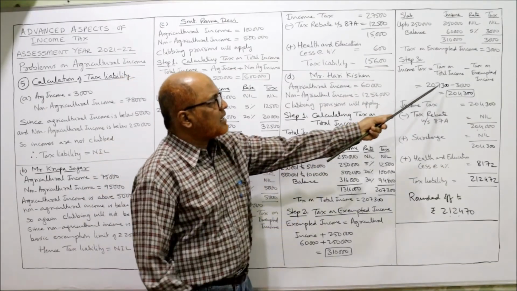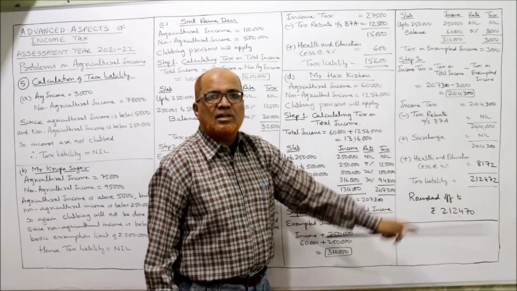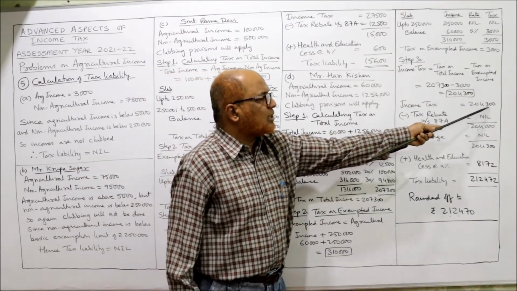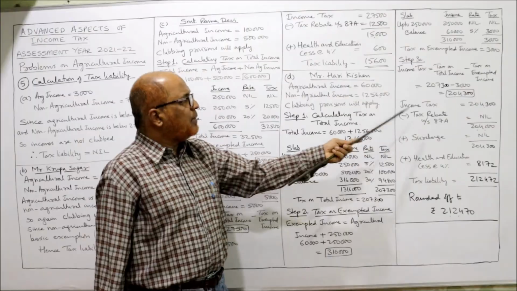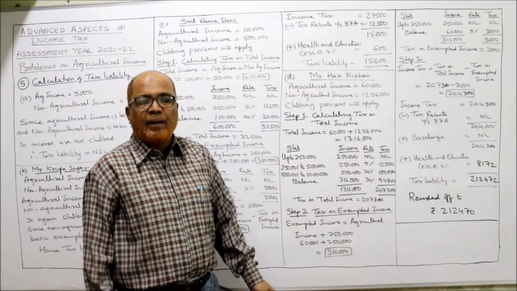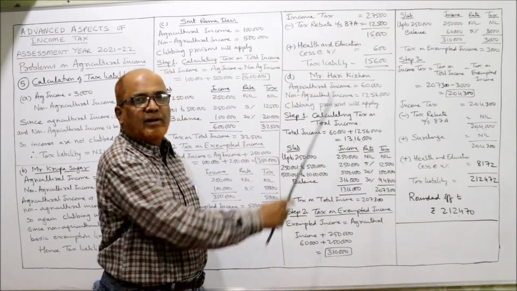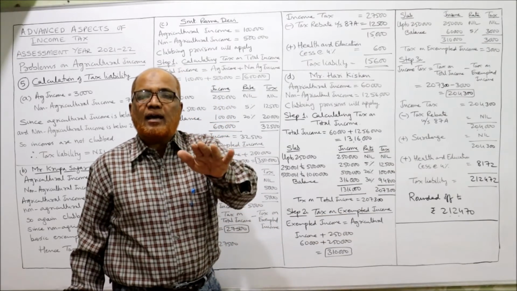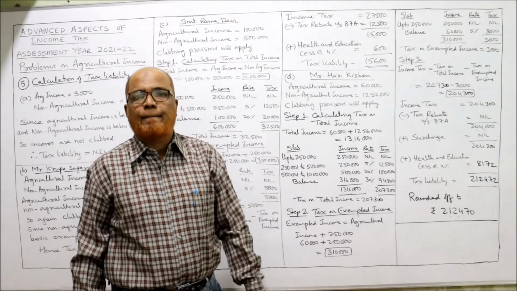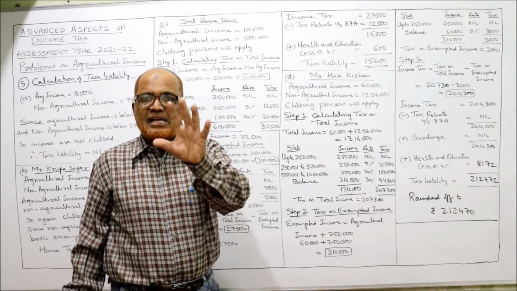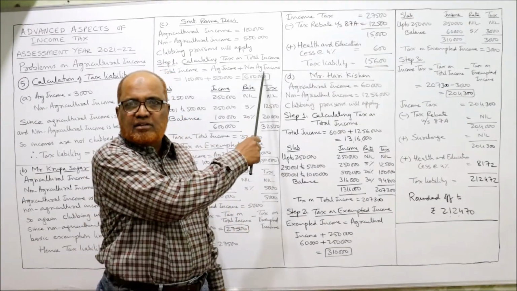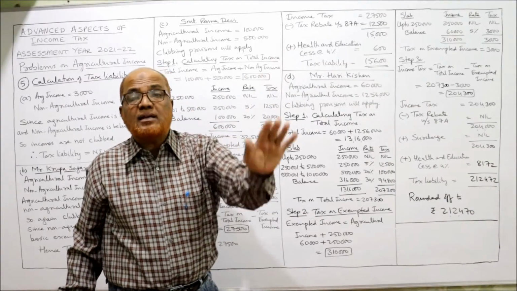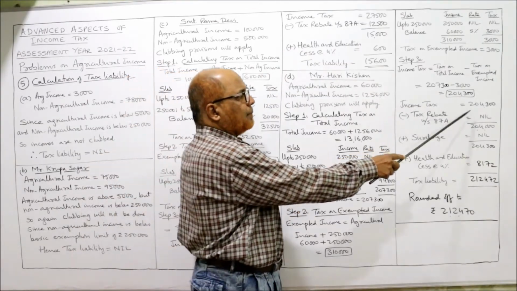2,07,300 minus 3,000 gives 2,04,300, which is the income tax. So I have taken income tax 2,04,300. Now, tax rebate under section 87A. In the previous case we allowed the tax rebate, but now it is not allowed because the non-agriculture income is more than 5 lakh. If the non-agriculture income is up to 5 lakh, tax rebate is given. If it is more than 5 lakh, no tax rebate will be given, nil.